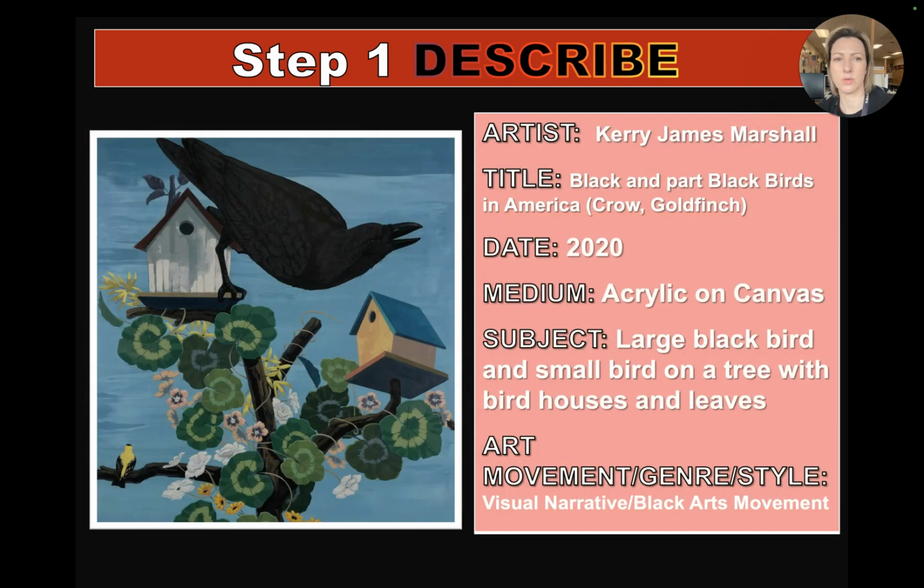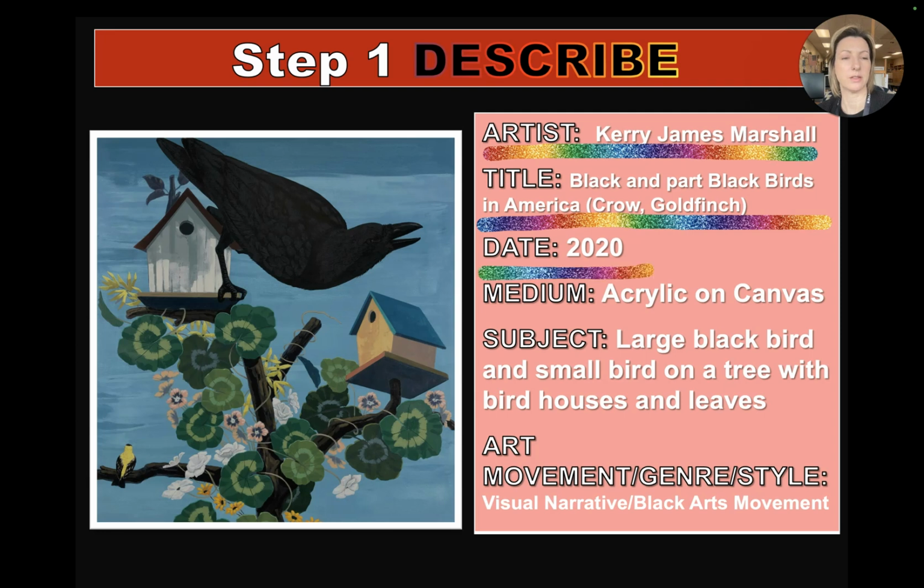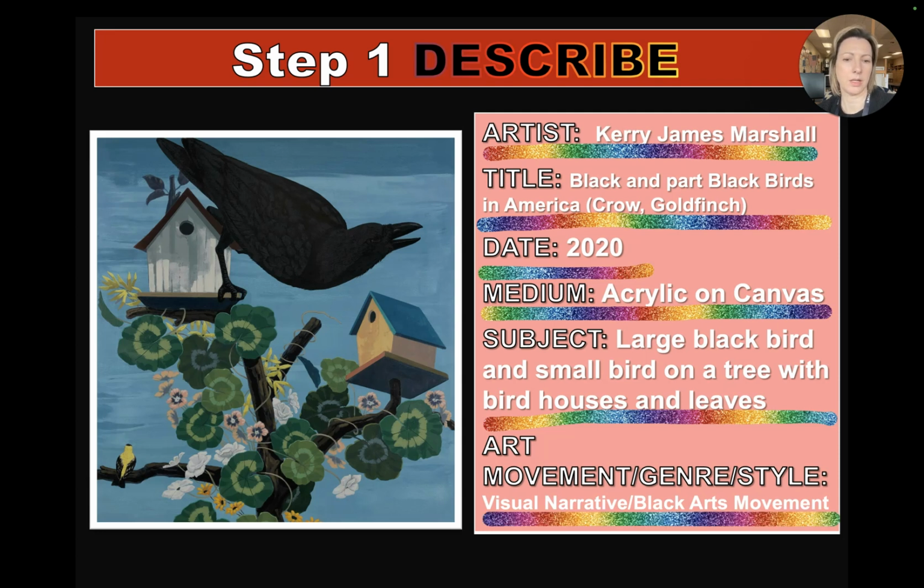So for our artwork we're looking at, the artist is Kerry James Marshall. The title is Black and Part Black Birds in America, Crow, Goldfinch. The date is from 2020. The medium is acrylic on canvas. The subject is a large black bird and small bird on a tree with birdhouses and leaves. So just describe what you see in it. And for the art movement, genre, or style, I would call it a visual narrative. I also did a little digging, and this is from the Black Arts movement.